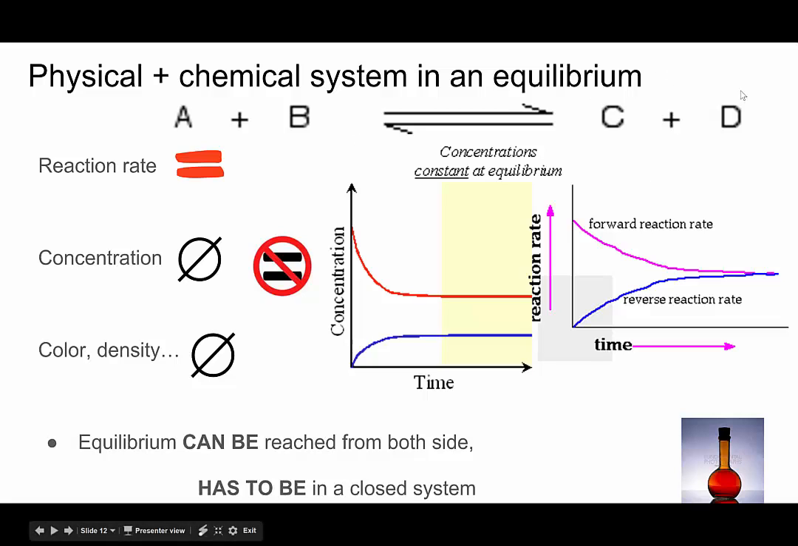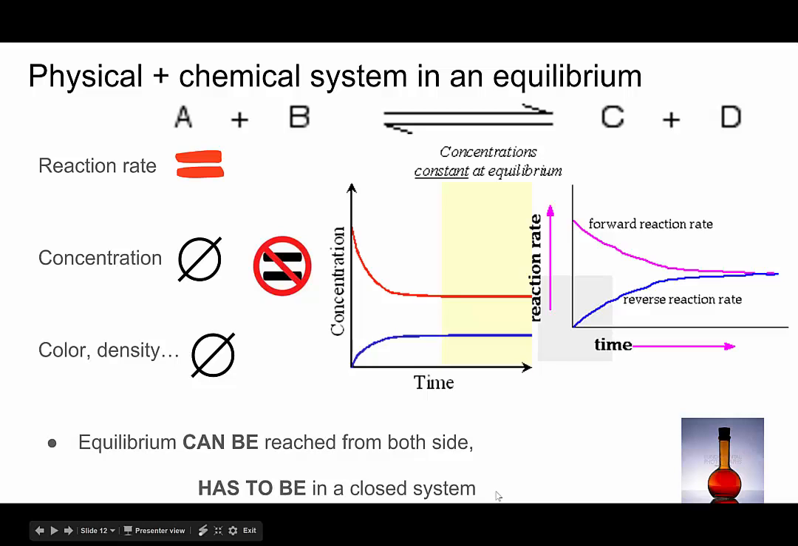So my C and D will actually proceed to produce some of the A and B, and A and B will go back to produce C plus D. And in the end, the reaction rate will be the same. Concentration will remain unchanged as well. So equilibrium can actually be reached from both the left side and the right side. And it has to be in a closed system.